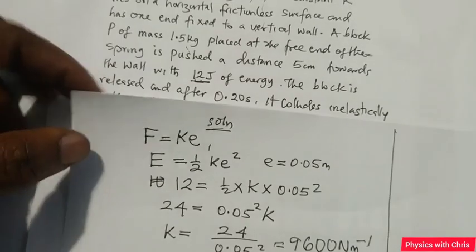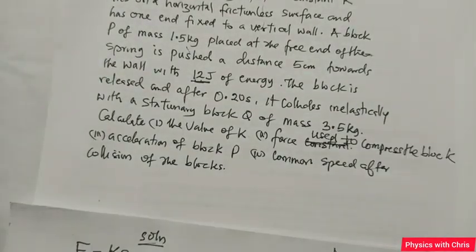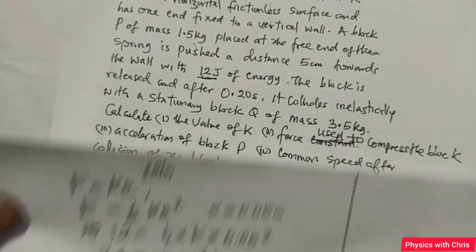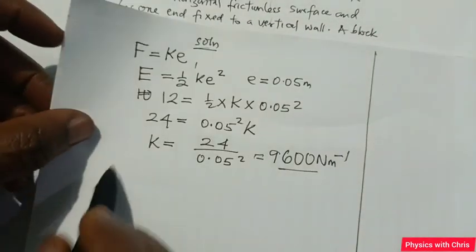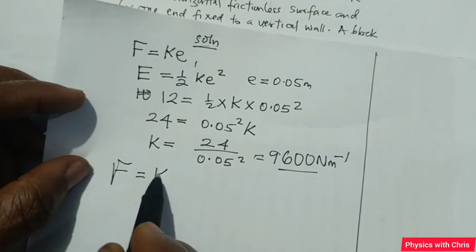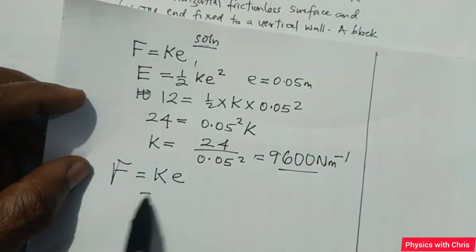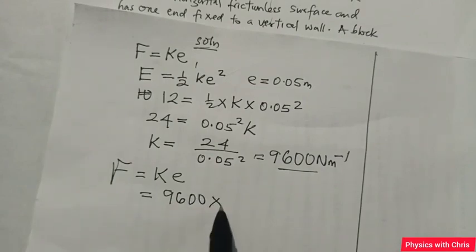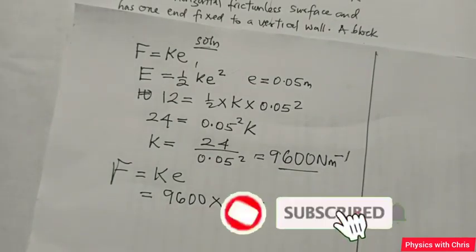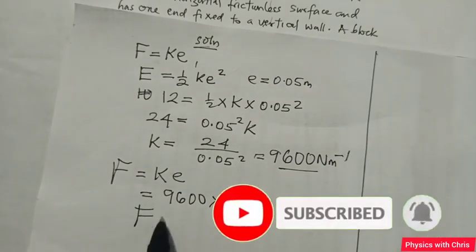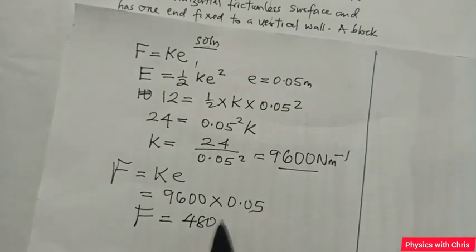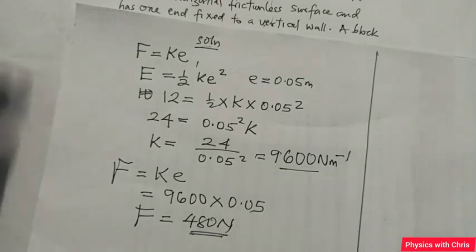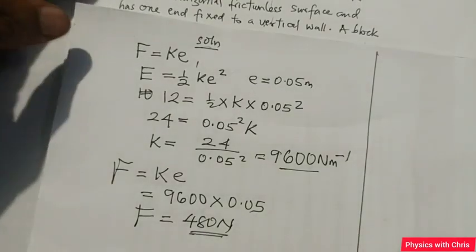The next question: I'm to find the force that is used to compress the block, and that force, from Hooke's law, F is equal to spring constant times extension. So my spring constant, I've got it as 9,600 multiplied by 0.05. When I multiply this by 0.05, the force F is 480 newtons. So that was the force that was applied to compress the spring.